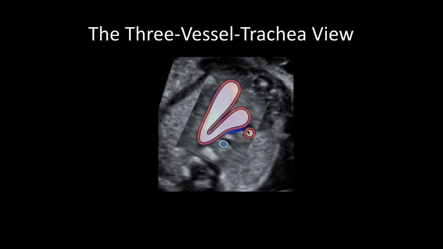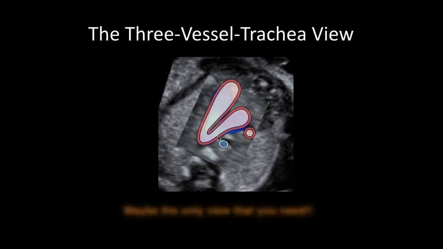Lateral to this on the right side is the superior vena cava, and the trachea is seen as an anechoic structure right here. This view allows you to see the ductal arch and the aortic arch in their relationship to the trachea, the normal relationship being to the left side of the trachea.